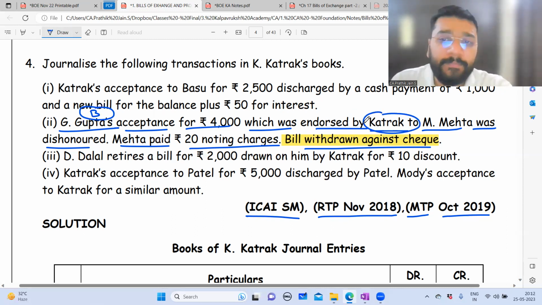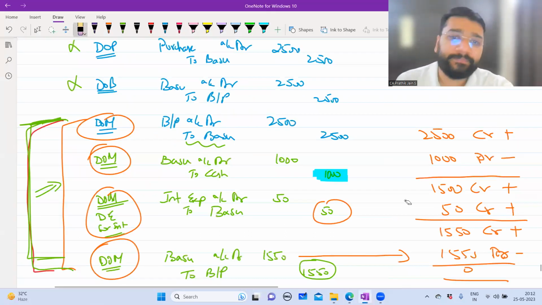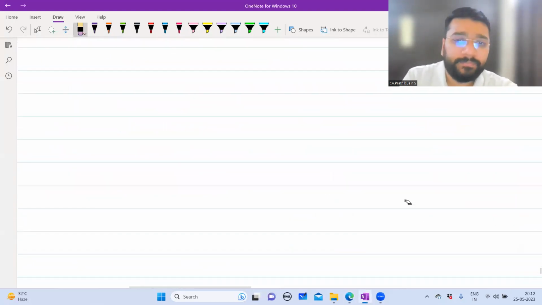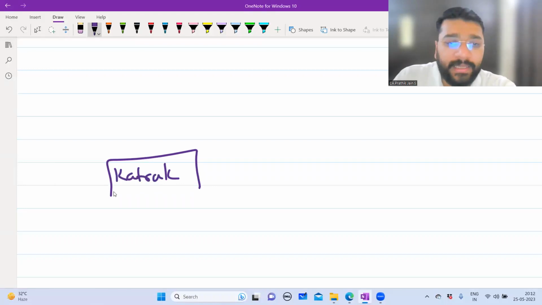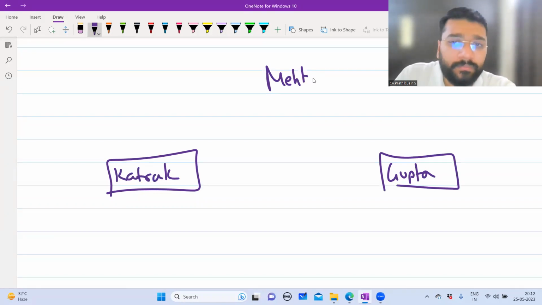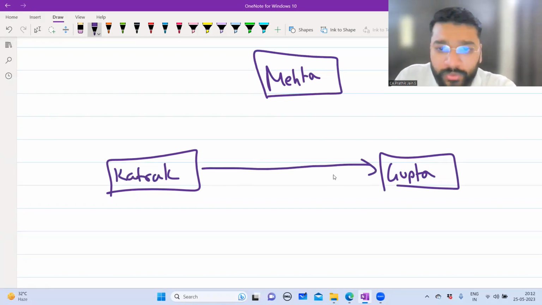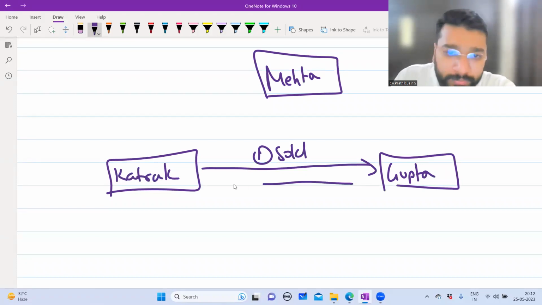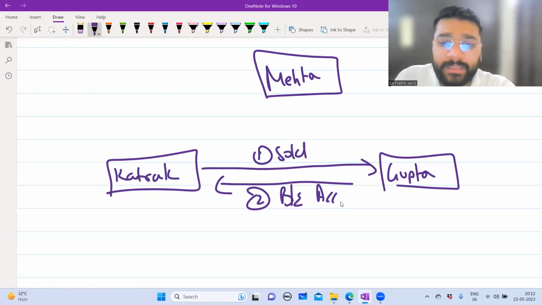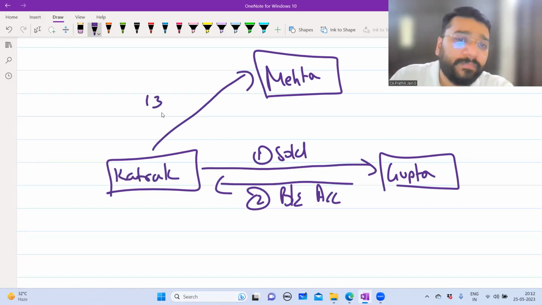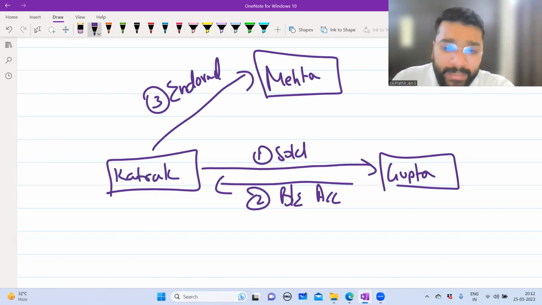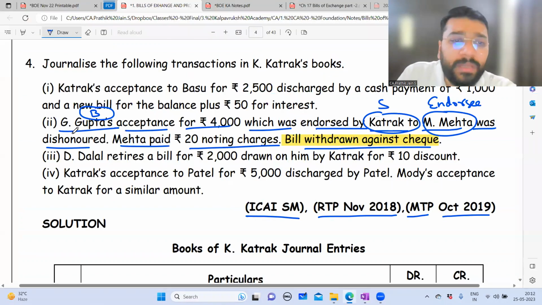So, who is Katrak? Seller. Who is Mehta? Endorsee. If you look at the diagram, Katrak, seller, Gupta, buyer, Mehta, endorsee. So Katrak sold goods to Gupta. Gupta gave the acceptance, a bill of exchange acceptance, and then Katrak has endorsed this to Mehta, and on the due date, the bill was dishonored.